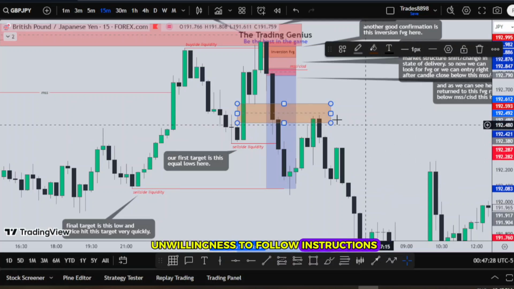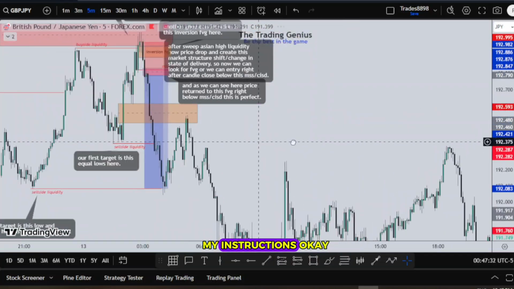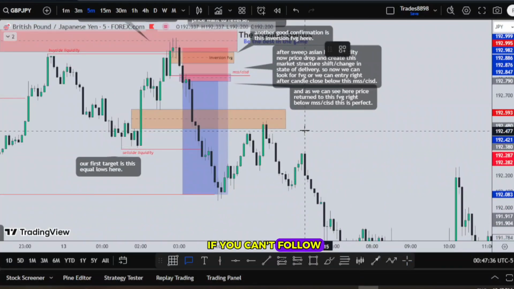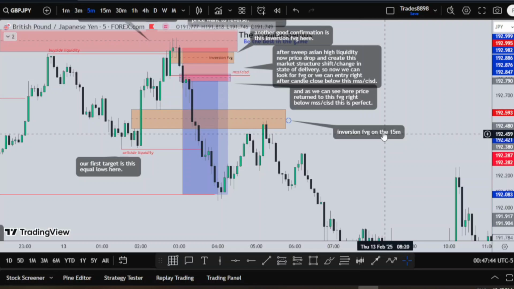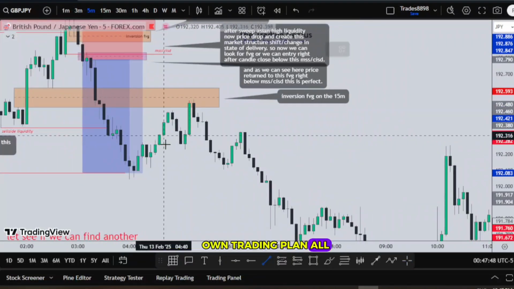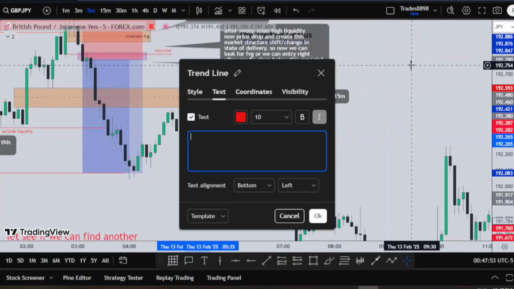Unwillingness to follow instructions. If you can't follow my instructions, and this is as plain as it's going to be, if you can't follow instructions that I'm outlining for you, that leads to you understanding how to do this independently without me and successfully, how are you going to follow your own trading plan all the time? Never deviate from it. You're not.